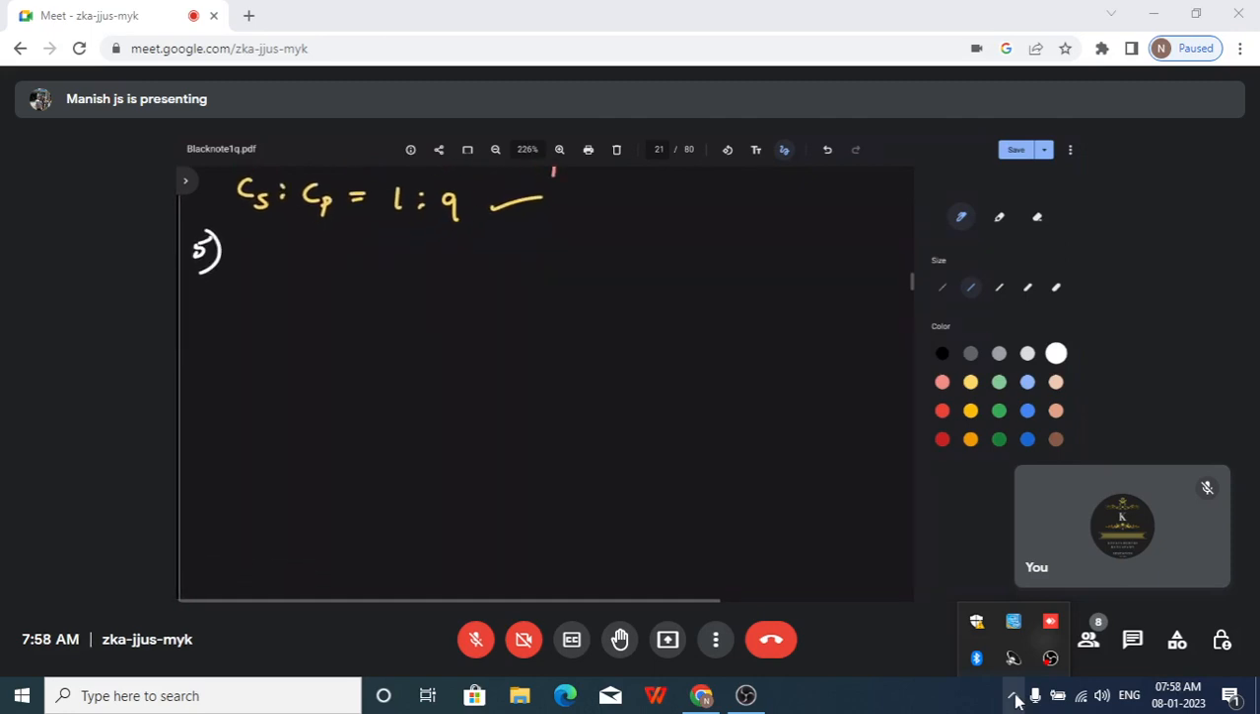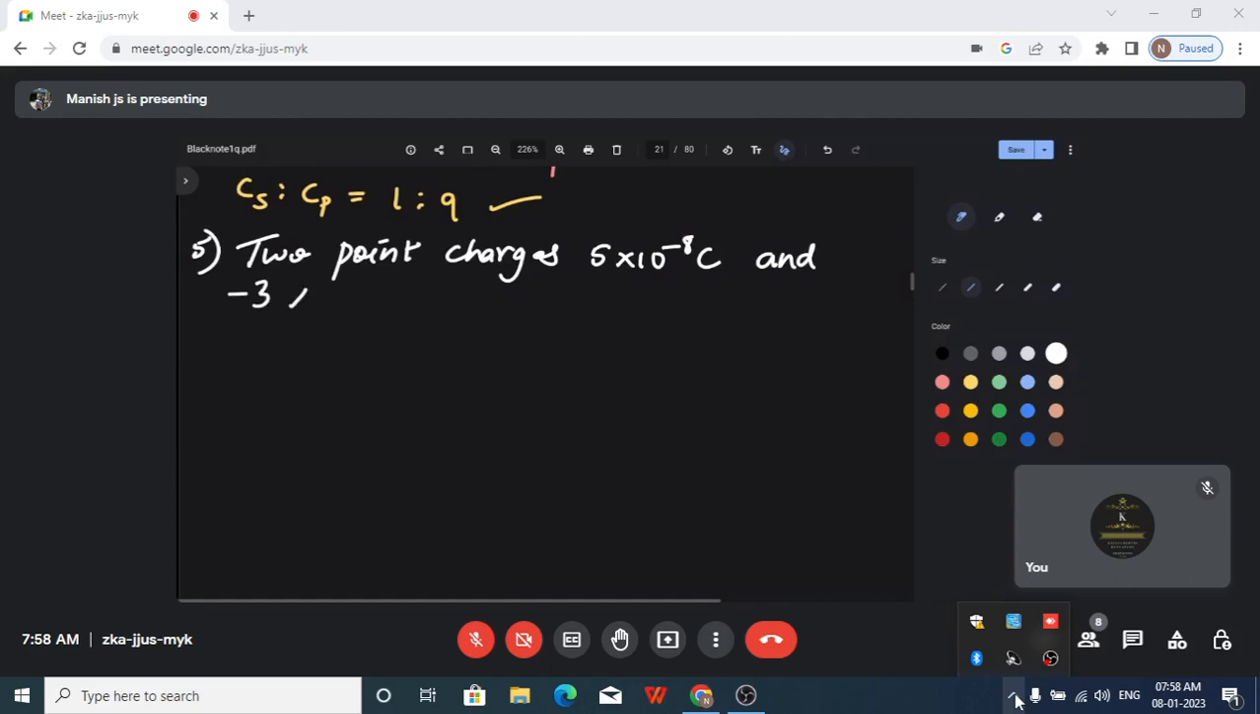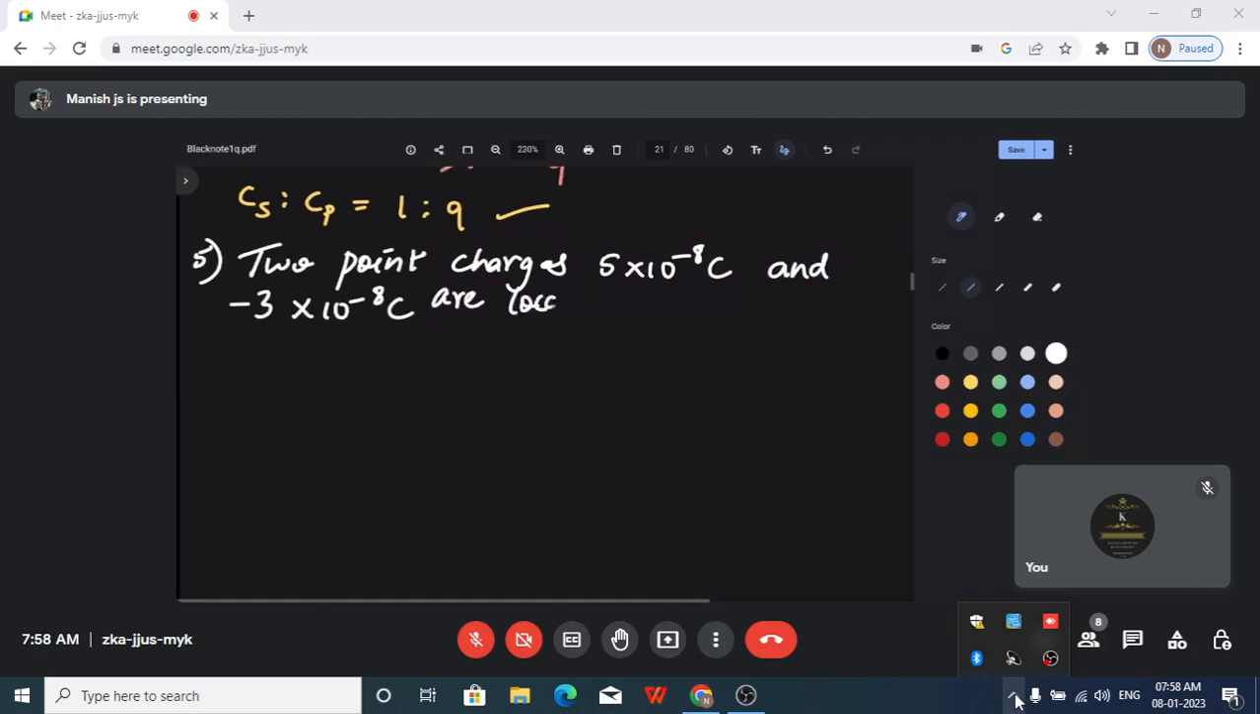Okay, two point charges, 5 into 10 power minus 8 coulomb and minus 3 into 10 power minus 8 coulomb, are located 16 centimeters apart.